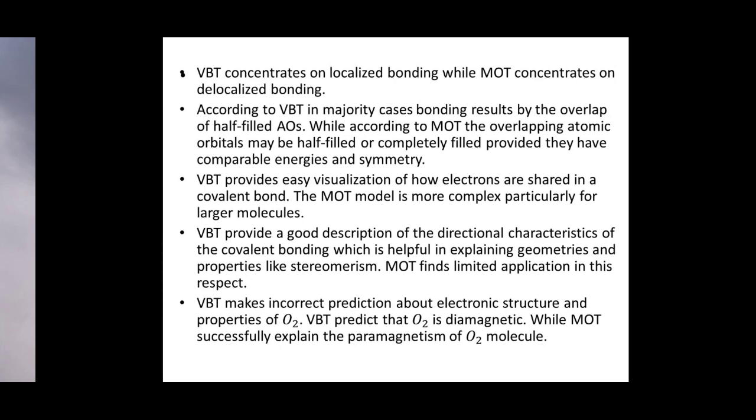The last point: VBT makes incorrect predictions about the electronic structure and properties of oxygen. VBT predicts that O2 is diamagnetic, while MOT successfully explains the paramagnetism of the O2 molecule.